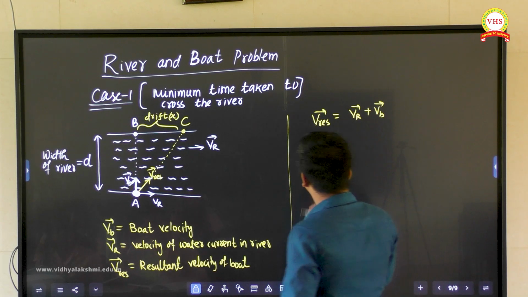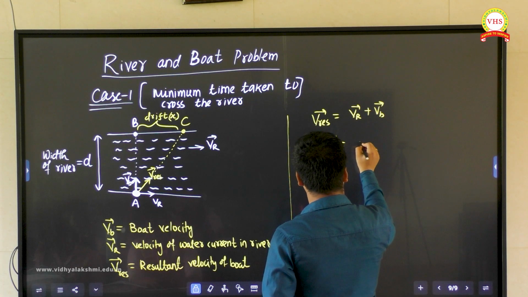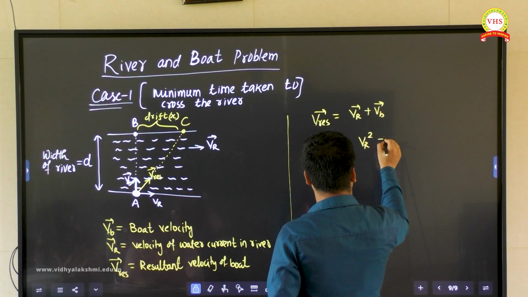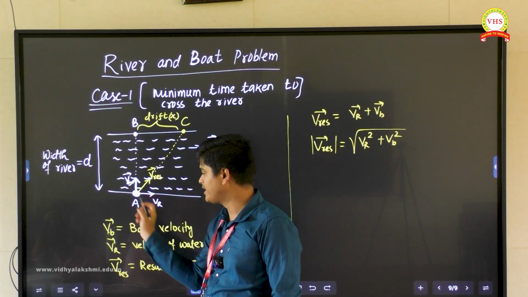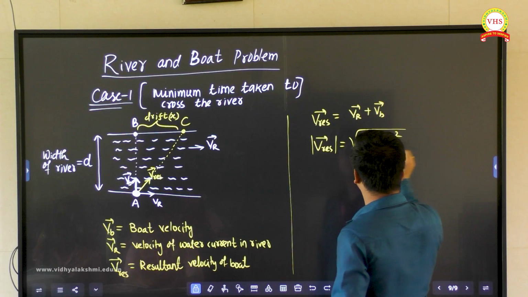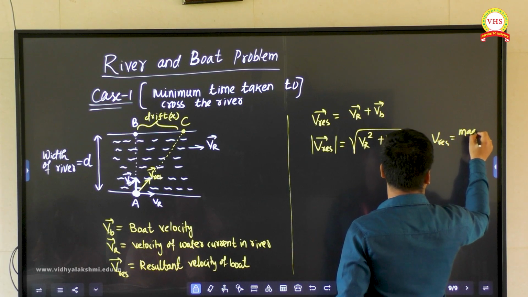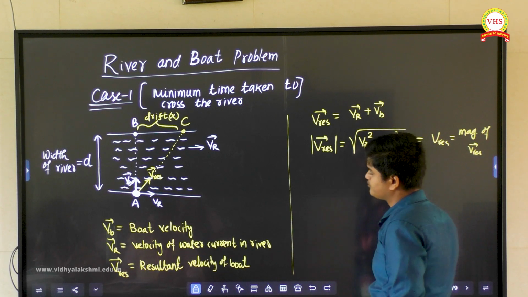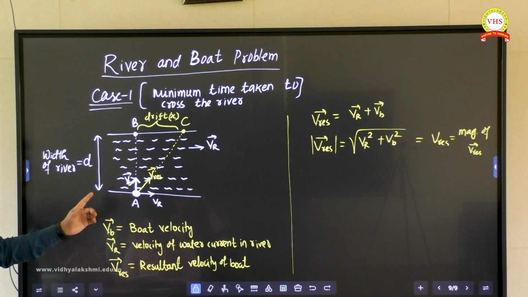Now next, what will we do? If you want to calculate V resultant, we take V_R square plus V_B square. Why am I doing it like this? Because V_R and V_B are perpendicular to each other. So the resultant of velocity is nothing but the magnitude of V_RS, the RS vector. So the boat will go with a resultant velocity, and that resultant velocity is this much.